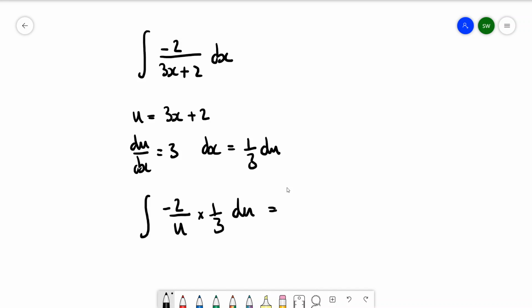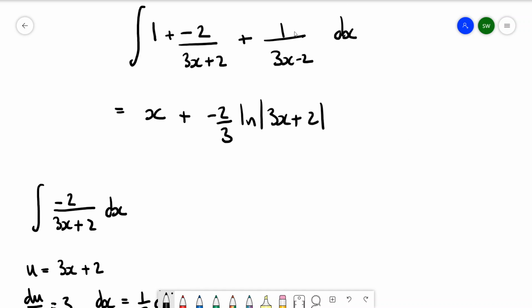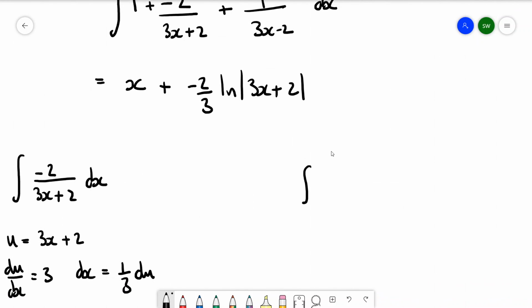So if we work this out, we'd have minus 2 times 1/3, which is minus 2/3, and then the integral of 1 over u, which is natural log of u. But we know that in this case, we said that u is 3x plus 2. So we can write this as minus 2/3 log of (3x plus 2). And then finally, we just need to integrate this final term here. So it's the integral of 1 over (3x minus 2).